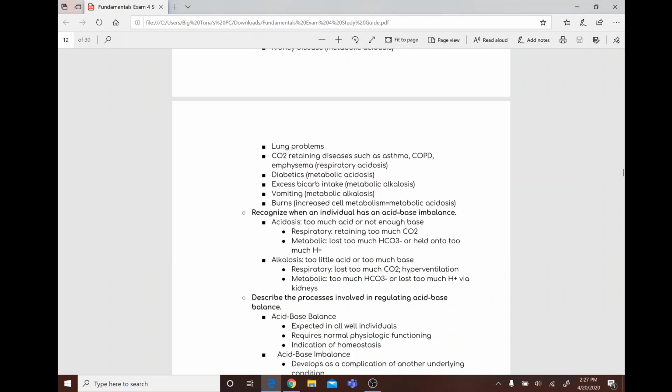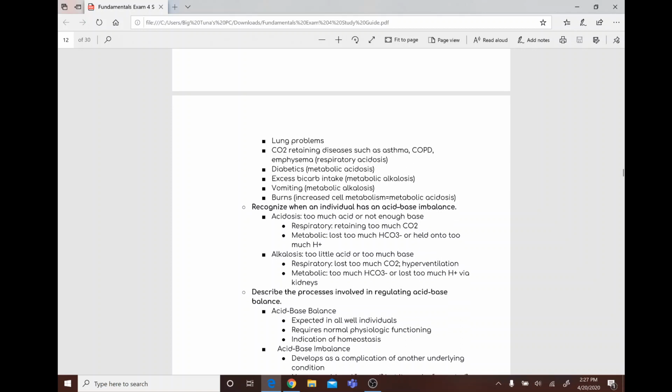Alright, what is acidosis? Too much acid or not enough base. What is respiratory acidosis? Retaining too much CO2. What is metabolic acidosis? Losing too much HCO3 or holding on to too much hydrogen. What is alkalosis? Too much base or not enough acid. What is respiratory alkalosis? Losing too much CO2, hyperventilation. What is metabolic alkalosis? Too much HCO3 or losing too much hydrogen via the kidneys.